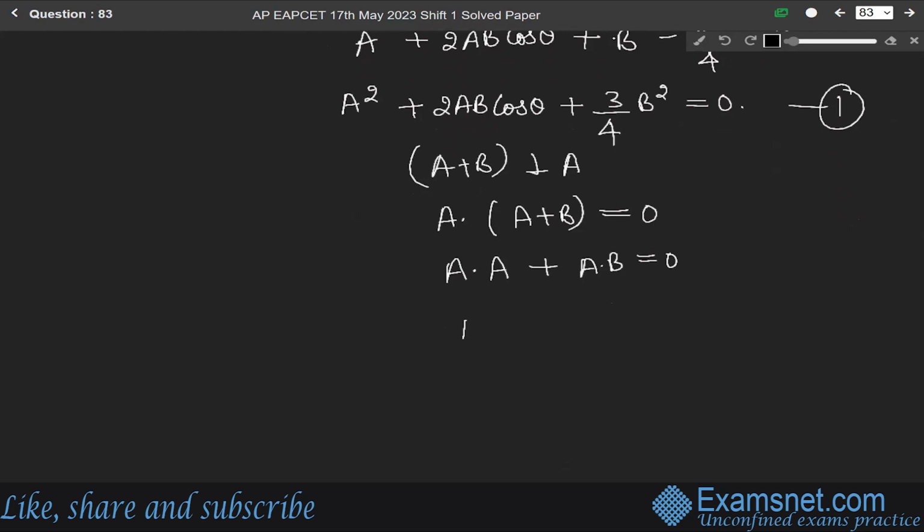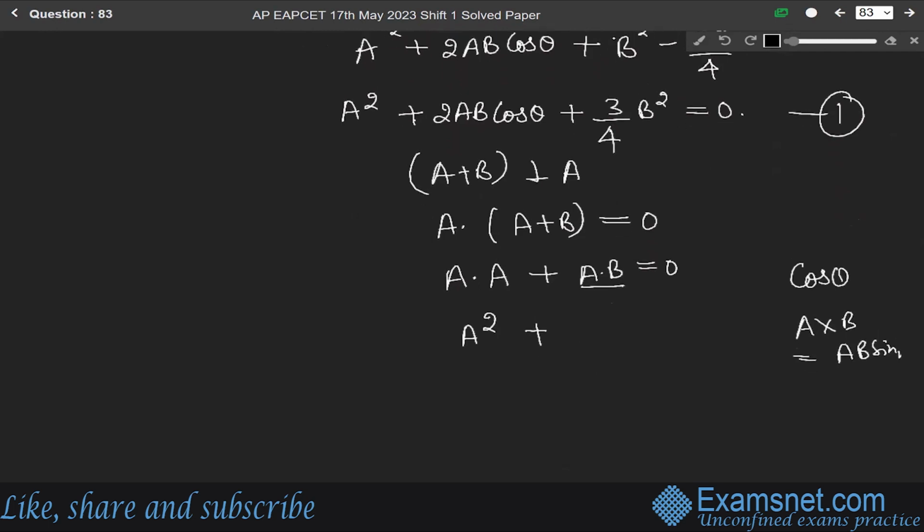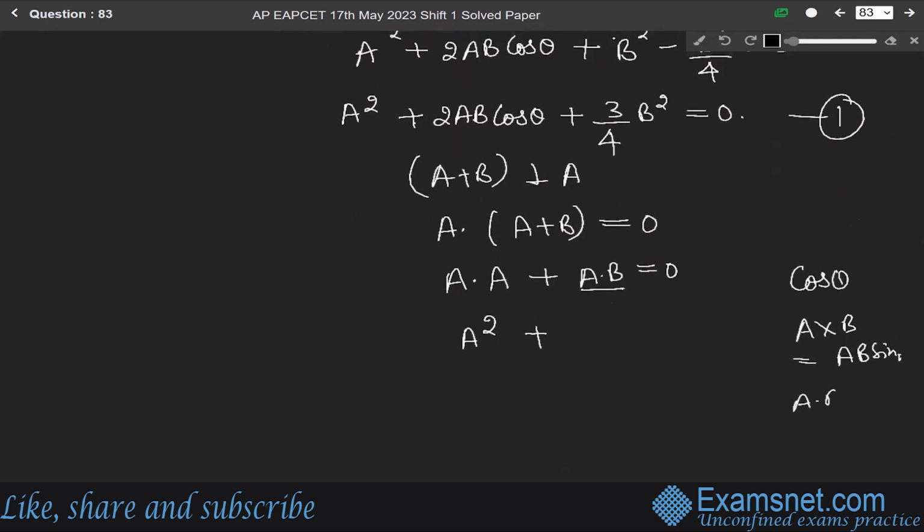This A dot A will become A square plus this A dot B. Whenever dot product comes, we always write cos theta; if there is A cross B, we always use AB sin theta. But whenever there is dot product A dot B, we always use cos theta. So it will be AB cos theta, so AB cos theta will be equal to 0.